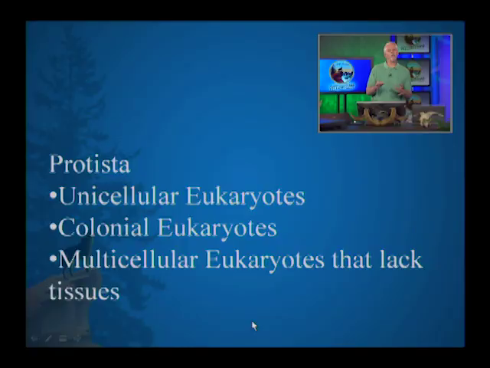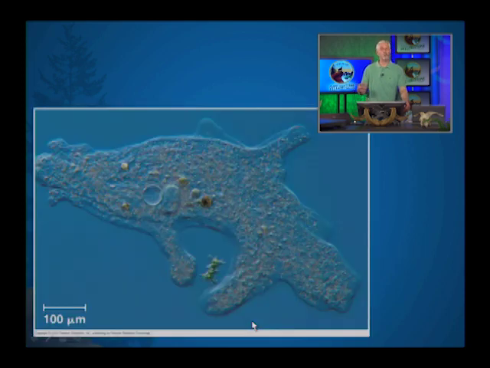Now, the term protist is not an actual clade or group. It's just kind of a common name to describe certain types of eukaryotes. And the type of eukaryotes that I'm describing, if I use the word protist, or if you hear the word protist, is it's describing unicellular eukaryotes. And unicellular eukaryotes are one-celled organisms, so things like an amoeba would be a unicellular eukaryote.